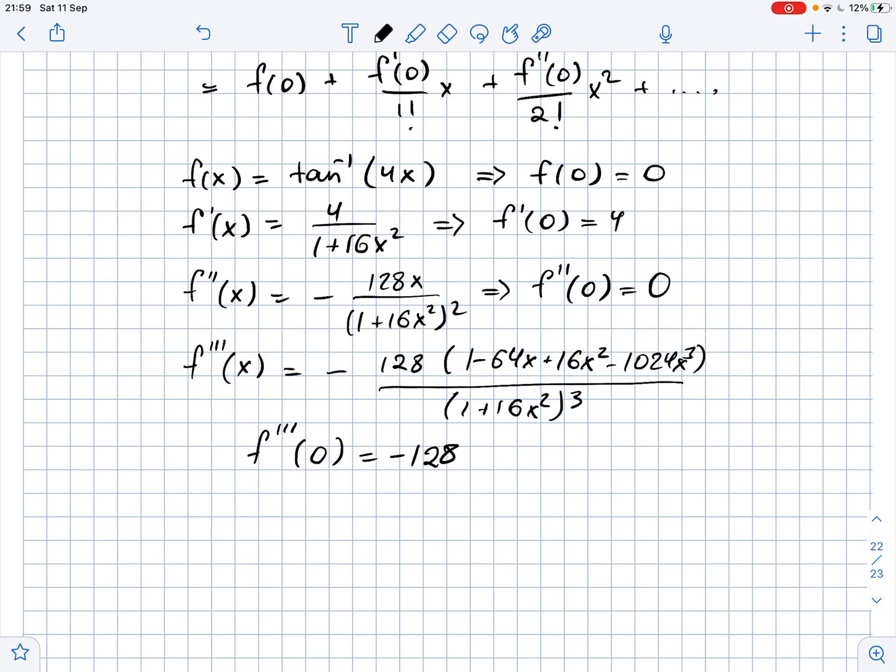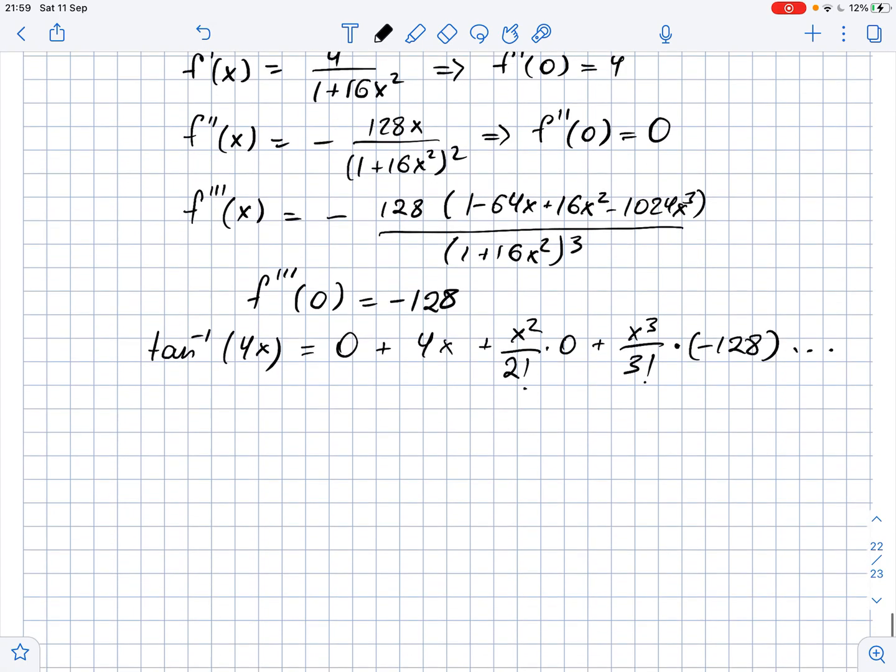So our Taylor series for this function becomes the inverse tangent of 4x equals 0 plus x times 4, so 4x, plus x squared over 2 factorial times 0 plus x cubed over 3 factorial times negative 128, and so on. So this equals 4x minus 128 times x cubed over 3 factorial.